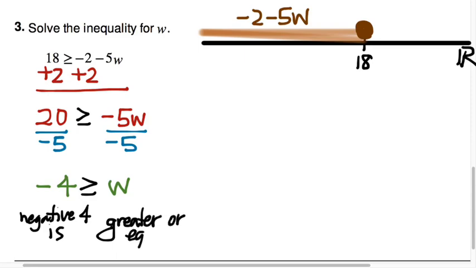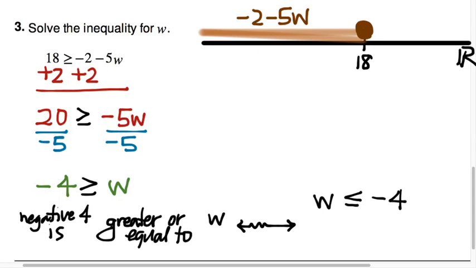Greater or equal to w, which is a little bit of a clumsy way to say it. Usually when we write down an inequality solution, we'll put the variable first because it's the subject in our sentence and the rest of it's kind of the predicate. So if I wanted to rewrite this in a way that puts w first, how would I write that? Less than or equal to negative 4. Yeah, great. So that's another way to write the solution that we just got here.